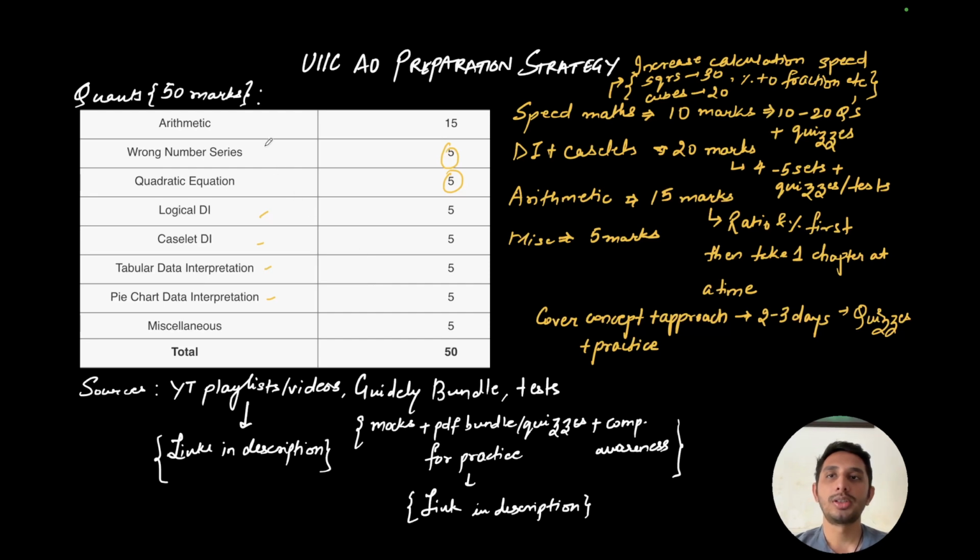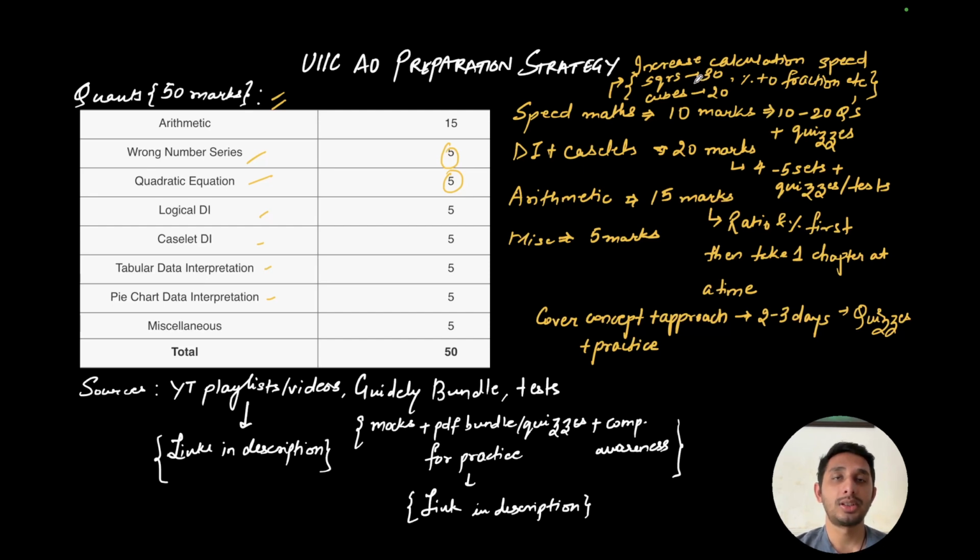Now we'll come to quant. Quant is of 50 marks, wherein speed maths question is asked around 10 marks. So what were asked in the 2024 Feb exam? Wrong number series was asked, quadratic equation was asked, 10 marks, and it was not that tough, it was easy. Speed maths is of 10 marks, 10 to 20 questions plus quizzes you need to solve.